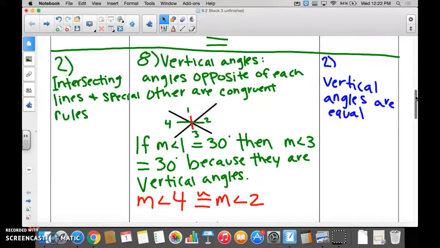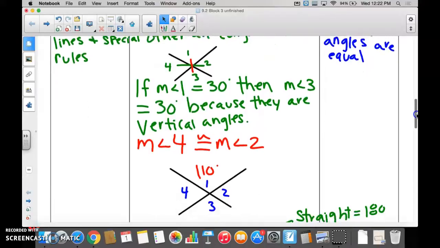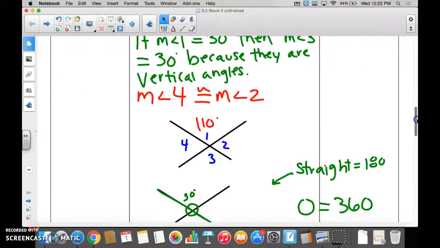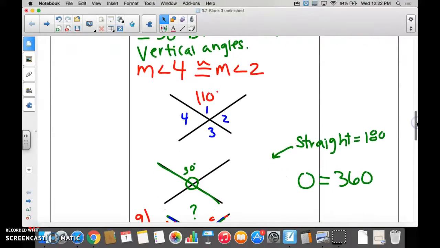congruent. So now if we are looking for a missing angle, let's say we're given angle 1 is 110 degrees. We can find it in one of two ways. We know that a straight angle measures 180 degrees. So we could simply subtract 180 minus 110, and that would give us our answer.